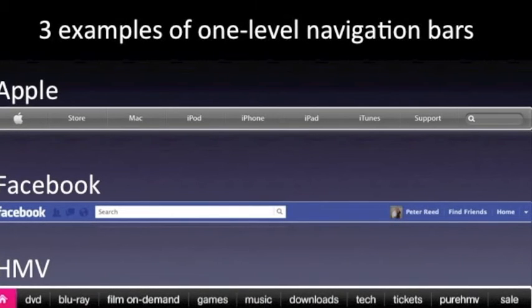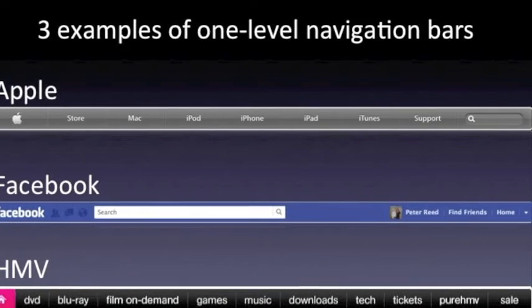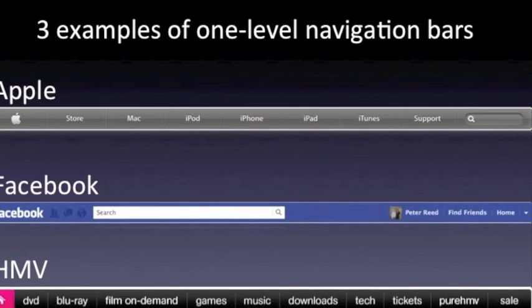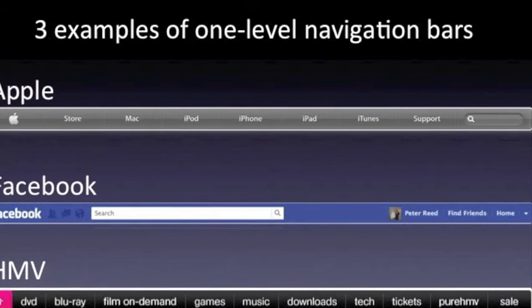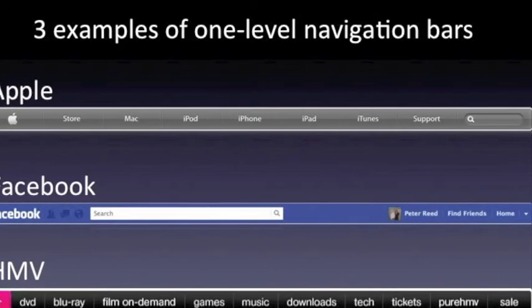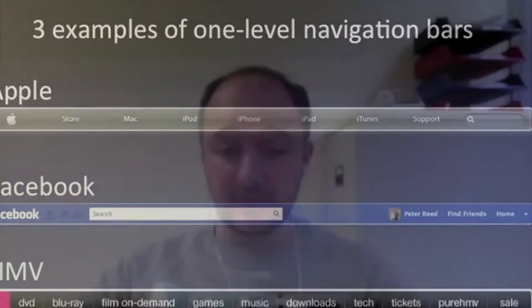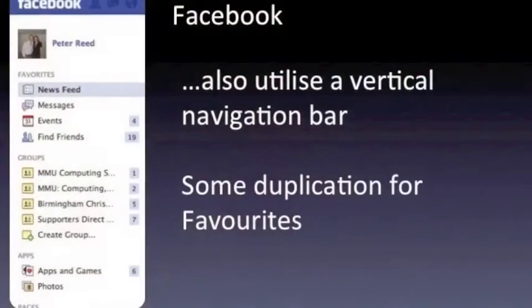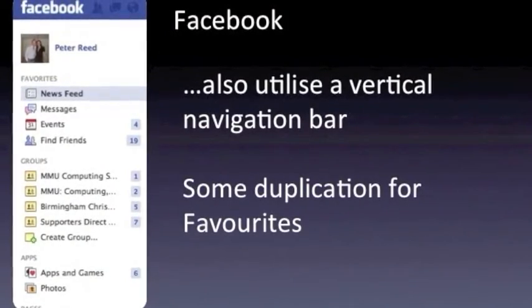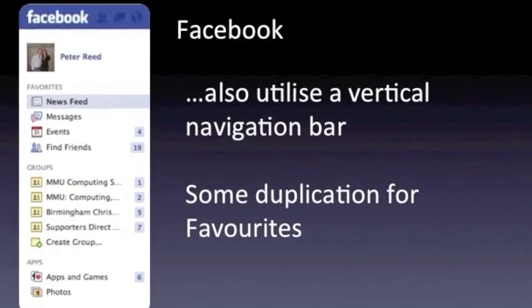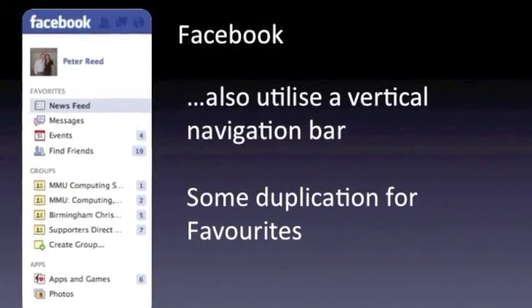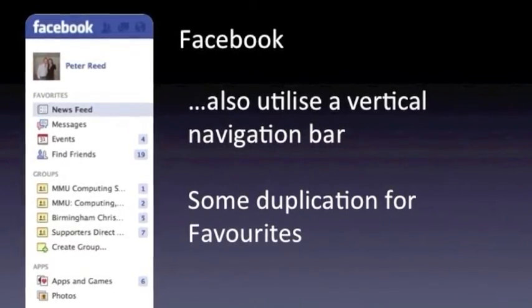On Facebook's page you've got notifications, and that shows new notifications. You can click on the Find Friends link, things like that. HMV's website isn't too dissimilar really. You've got DVD, Blu-ray, film on demand, games. You click on one of them and it takes you through to a whole new page. So that's quite straightforward. Facebook also have this vertical navigation on the left hand side as well. So they kind of double up, and that shows a number of different things, news feeds, messages. Some of it's duplicated, but some of it's accessing things like groups, so you get a bit more information as well.